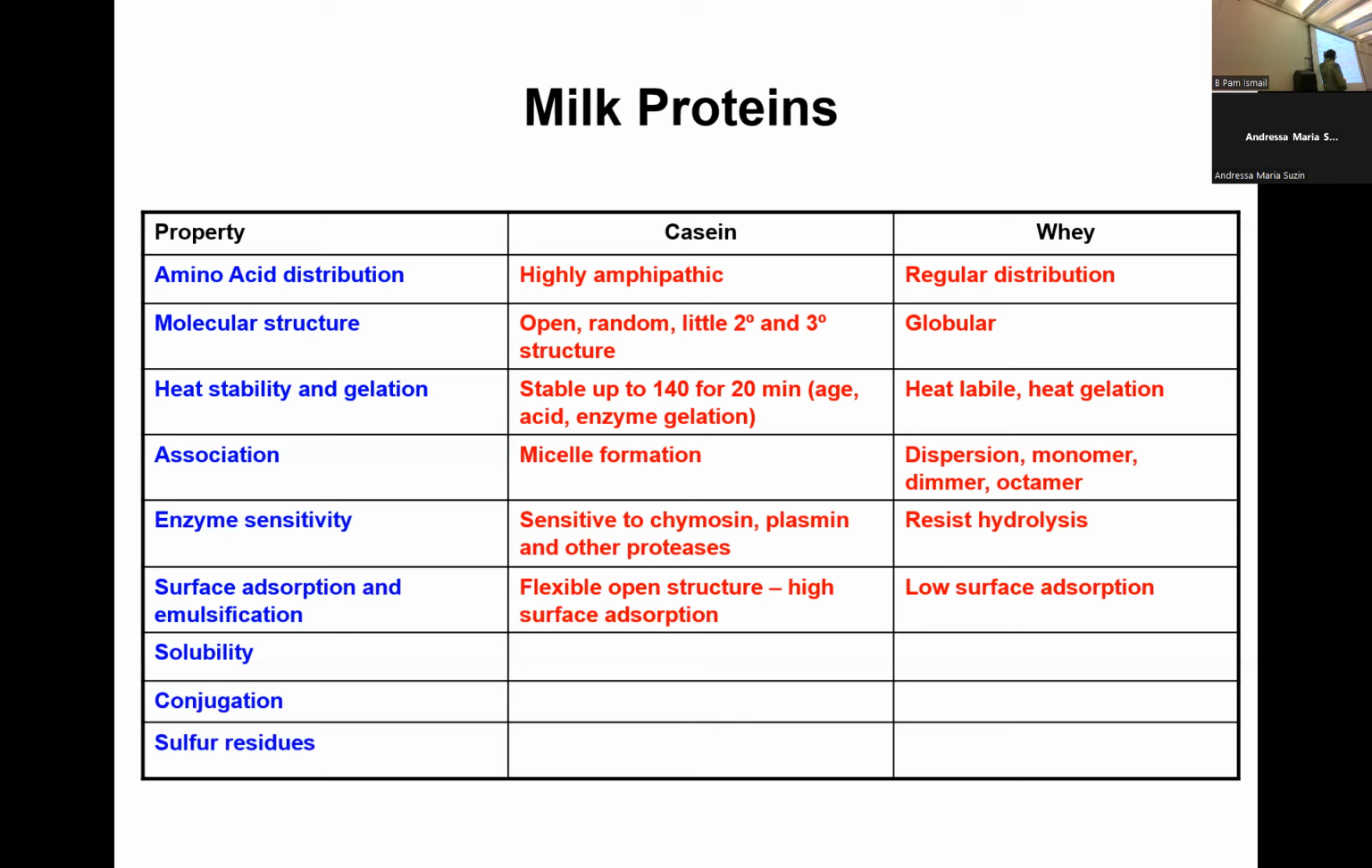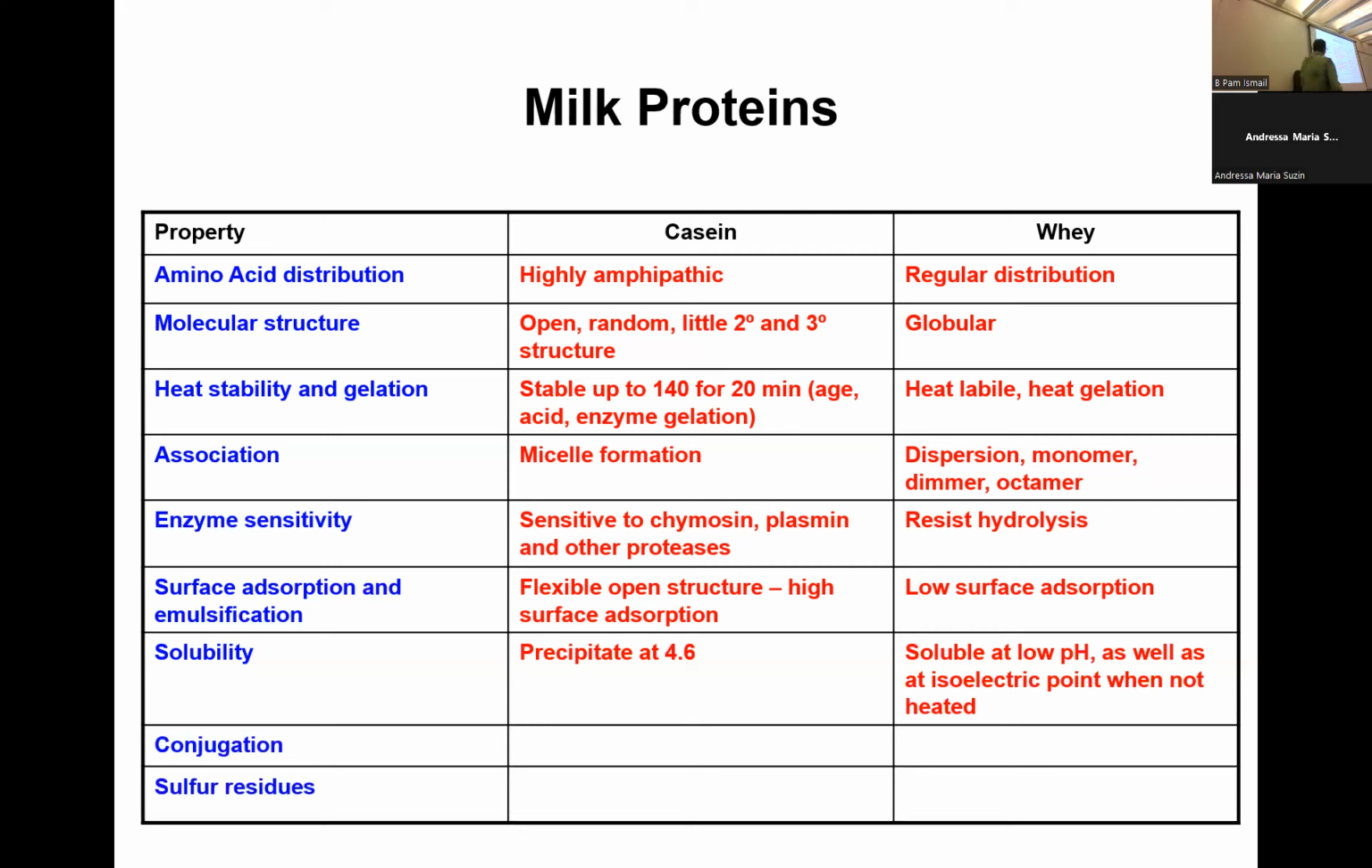Solubility. Casein is better in solubility? Whey is better. So casein precipitates at pH 4.6, whereas whey protein is very soluble at low pH, and it has very good solubility across pH, except when it is denatured.